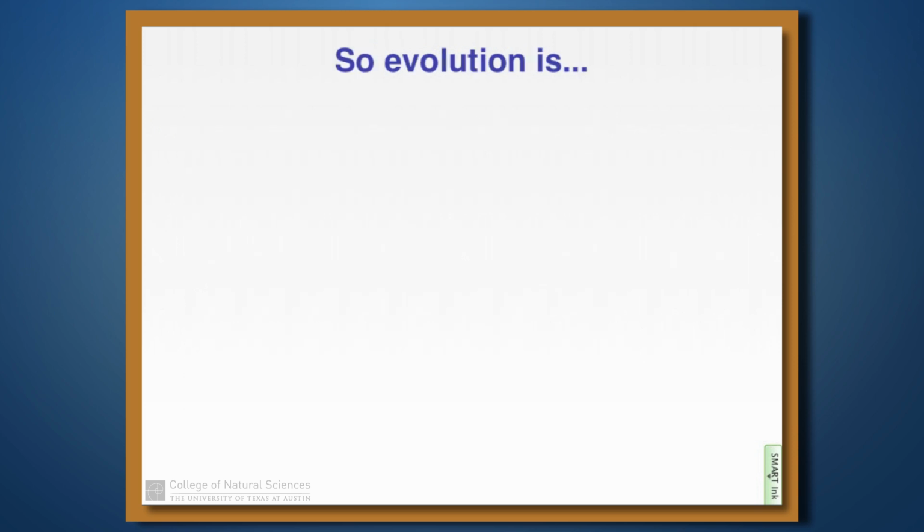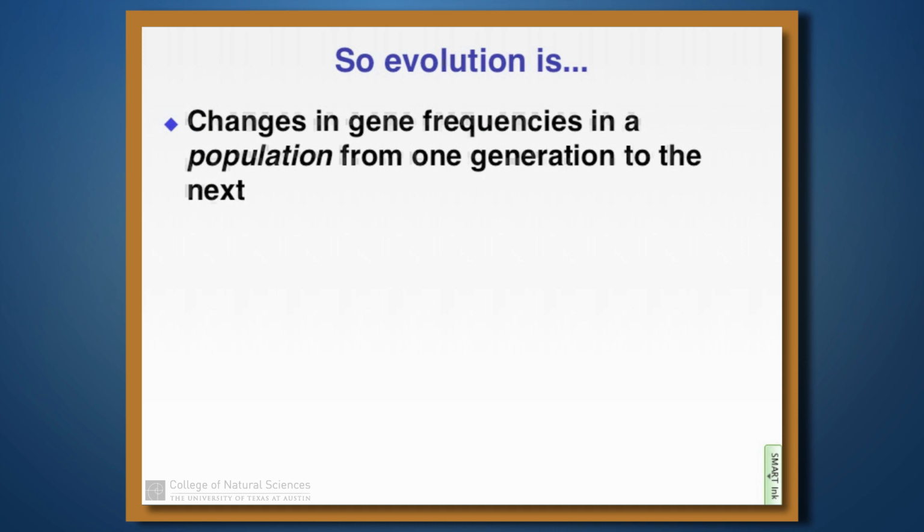So what is evolution at its heart? At its heart, evolution is changes in gene frequencies in a population from one generation to the next. Because we have differential survival and reproduction of different phenotypes, the ones that survive at a higher rate leave more copies of the genes that produce their phenotype than the other types that live at a lower rate. And so what we're getting are changes in gene frequencies in a population from one generation to the next.